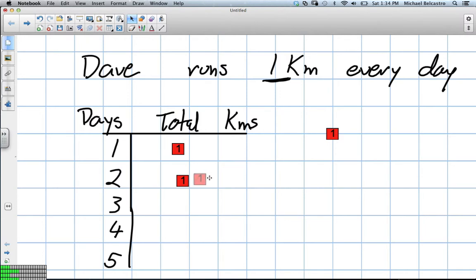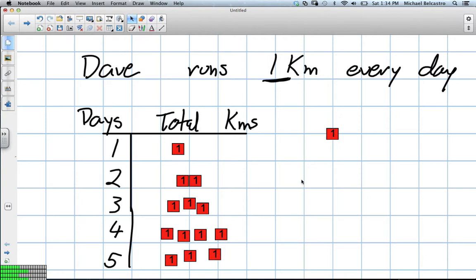So then day 3 will be how many tiles? 3. Right? Day 4? 4. And day 5. What do they represent? I'm just going to fill these in, but as I do, I want you to talk to me. What do each of these unit tiles represent? They represent 1 unit. In this case, that's a kilometer. Perfect. Exactly. So we're getting used to representing things using these unit tiles.